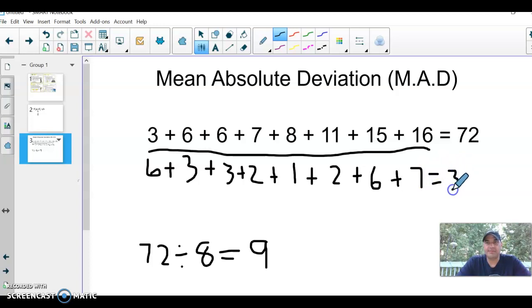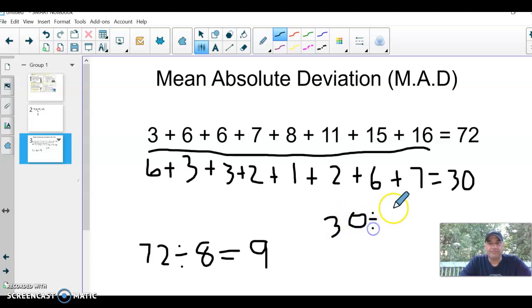And who thinks they know the last step to finding the MAD? What do I do with 30 and my numbers? If you said divide 30 by 8, you are correct. 30 divided by 8. There are 8 numbers, and that will give us our MAD. Now 8 won't go into 30 evenly, right? It's almost 4 times because 8 times 4 is 32. So I'm going to use my calculator for this one. 30 divided by 8 comes out to be 3.75. So the MAD is 3 3/4, or 3.75.